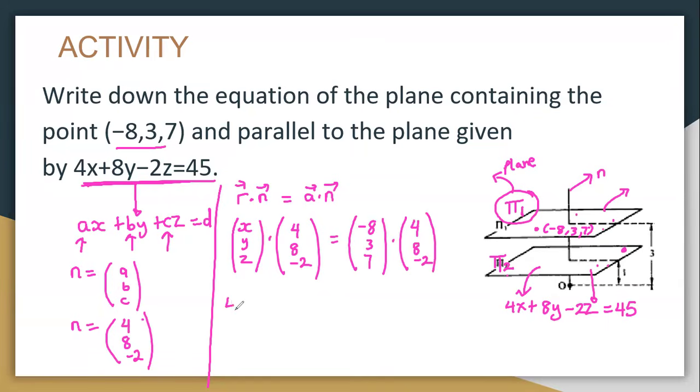So when we multiply, we shall have 4x plus 8y minus 2z is equal to, so we multiply this side as well. Negative 8 times 4 will give us a negative 32, plus our 3 times 8, which gives us a 24, then plus the 7 times negative 2, which will give us a negative 14. And once you do the mathematics, plus 24 minus the 14, you end up with negative 22. So that means that our plane is going to be 4x plus 8y minus 2z is equal to negative 22.